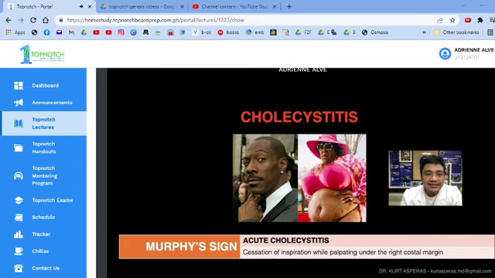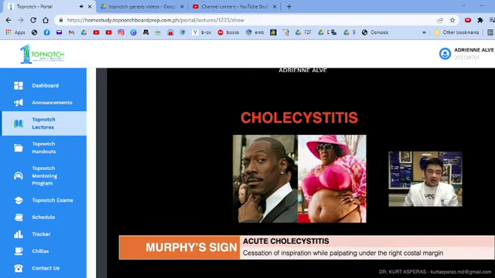So going back, cholecystitis, okay, ito yung risk factor, fat female 40, and this is Eddie Murphy. Okay, because Eddie Murphy or the Murphy sign, ito usually is a cessation of inspiration while palpating under the right costal rib here or the right upper quadrant area. That's the Murphy sign. It's the arrest in inspiration.